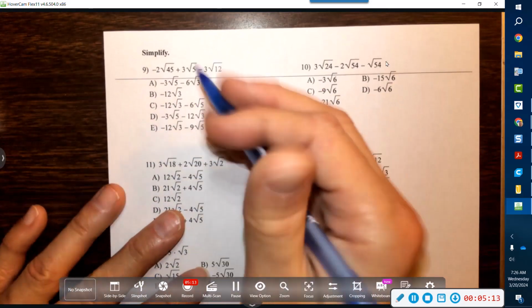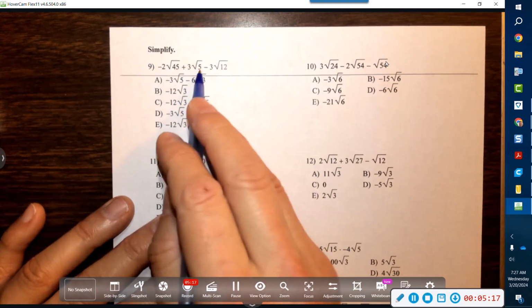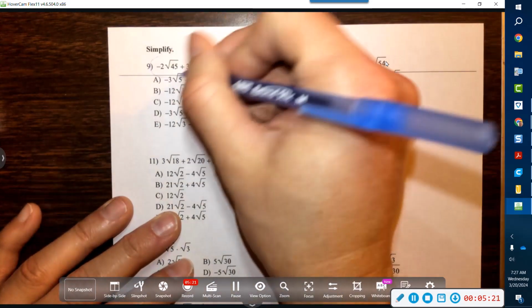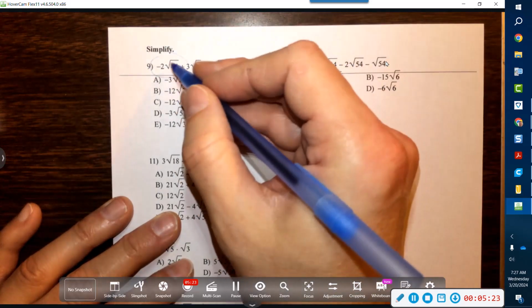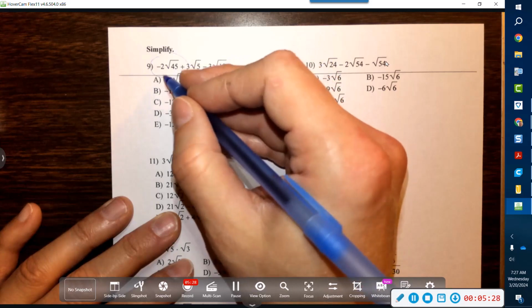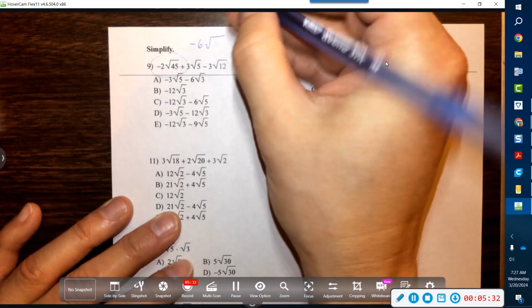With these, you can only combine them if the radicands are similar. These have different radicands, but maybe we can change that. We can change this one right here. We can look for pairs. There's a pair of 3's on the inside of 45 because it's 9 times 5. So take those 3's out and you will get -6 on the outside because they're already -2.